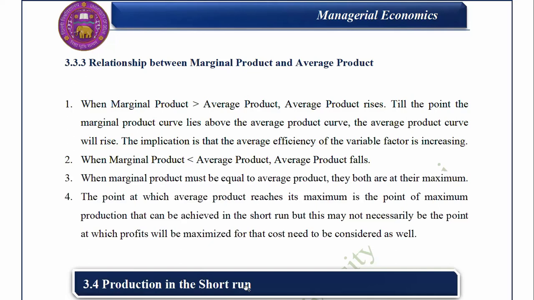Second, when marginal product is less than average product, average product falls. Third, when marginal product is equal to average product, they both are at their maximum. Fourth, the point at which average product reaches its maximum is the point of maximum production that can be achieved in the short run, but this may not necessarily be the point at which profits will be maximized, for that cost needs to be considered as well.